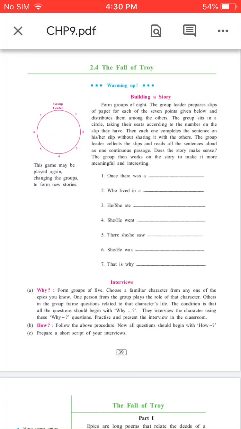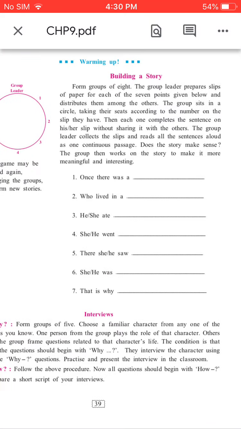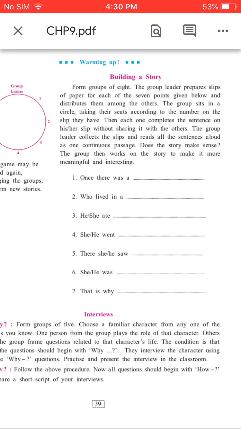Warming up. Building a story. Form groups of 8. The group leader prepares slips of paper for each of the 7 points given below and distributes them among the others. The group sits in a circle, taking their seat according to the number on the slip they have.